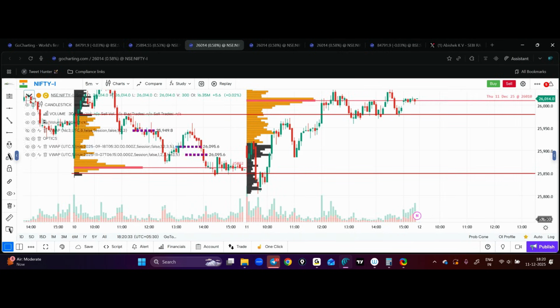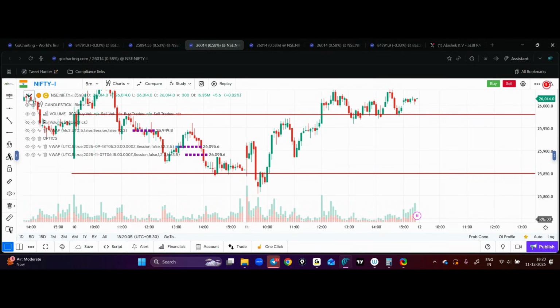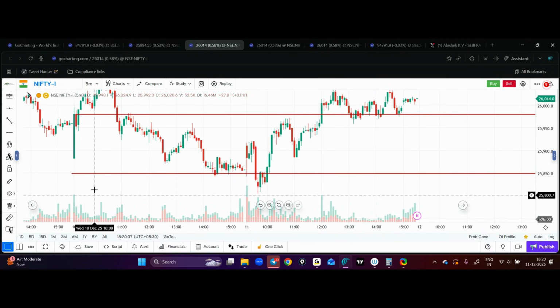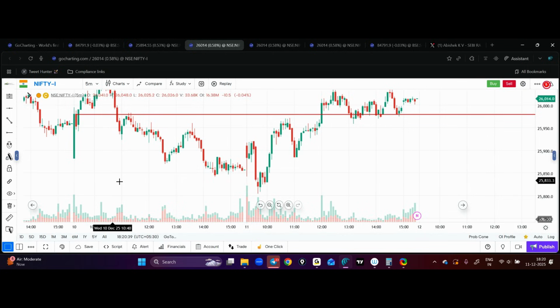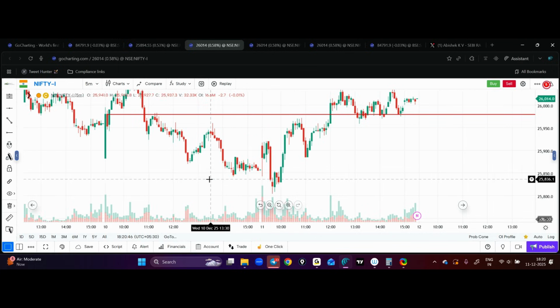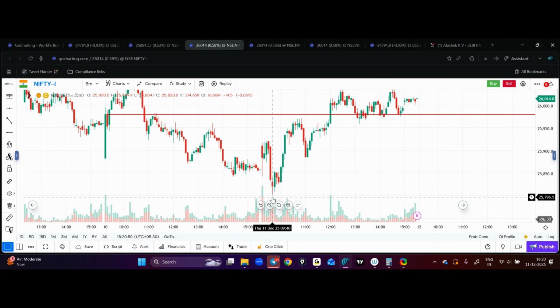I would say a lot of participants would have entered shorts at this point. A lot of traders would have entered shorts here because this is also the previous day's low. The previous day's low is breaking. Price action is telling us that it is a downtrending day. Am I right? Anyone? Any questions so far?